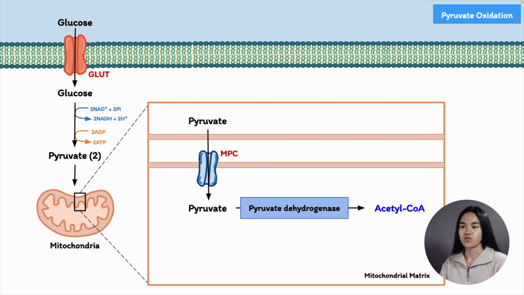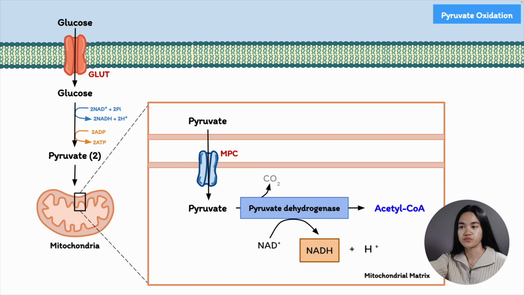In this reaction, we're going to release carbon dioxide and we're going to store energy in the form of NADH, okay? We've also produced NADH. And then we're going to add coenzyme A to form acetyl-CoA. The acetyl-CoA can then enter the citric acid cycle to be oxidized, okay?